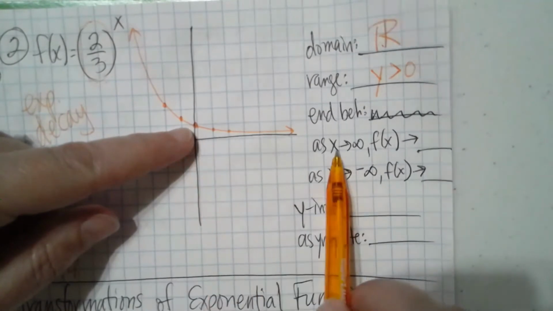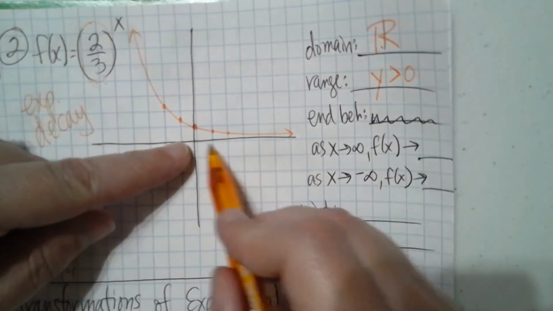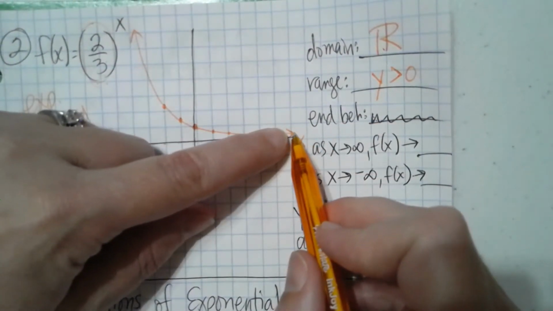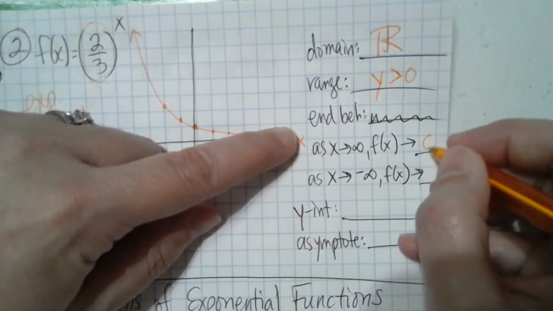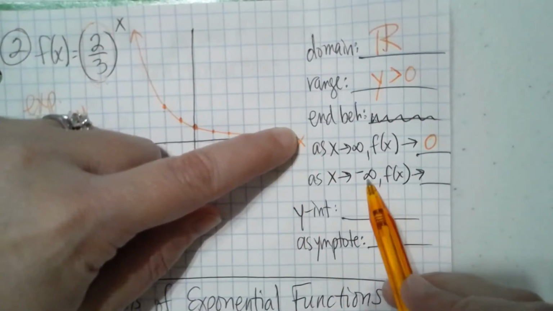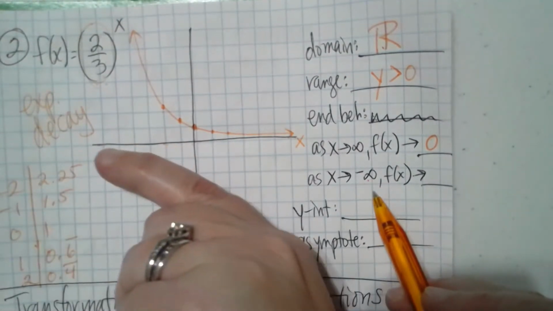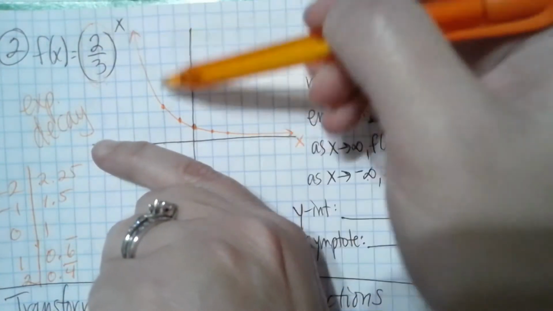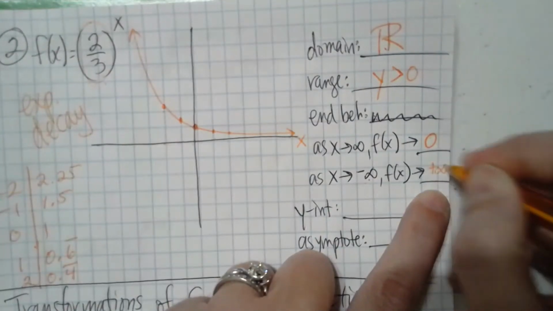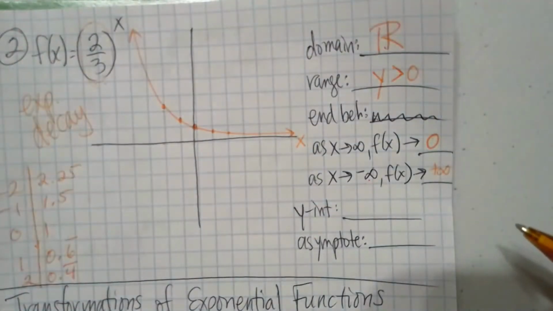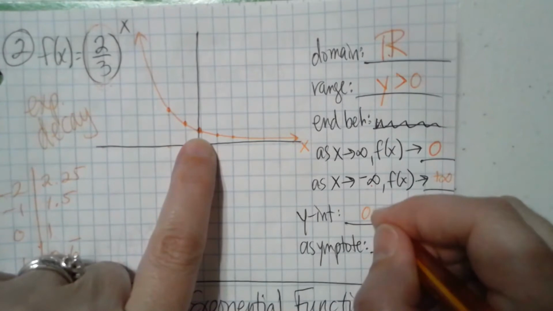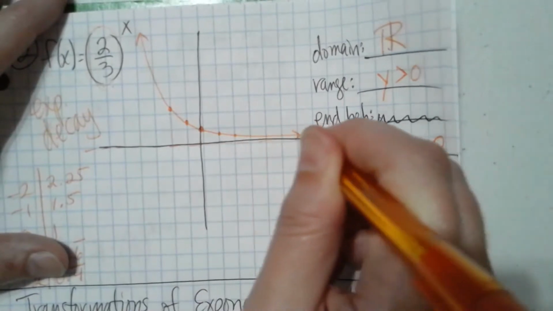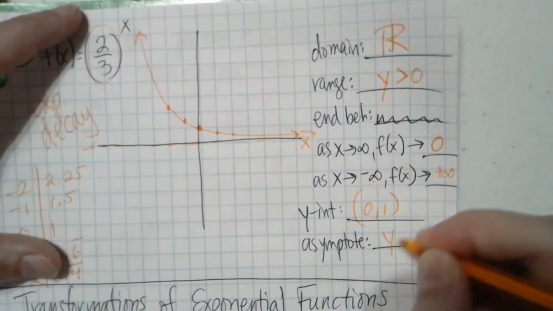Okay, as x approaches infinity, what's happening to our function? Our function is getting closer and closer to 0. And as our x gets closer to negative infinity, going out this way, look where our function's going, up through the roof, right? Positive infinity, forever and ever up, bigger, bigger, bigger. Okay, y-intercept is still at (0, 1), and our asymptote, invisible line, a wall border here at y equals 0.